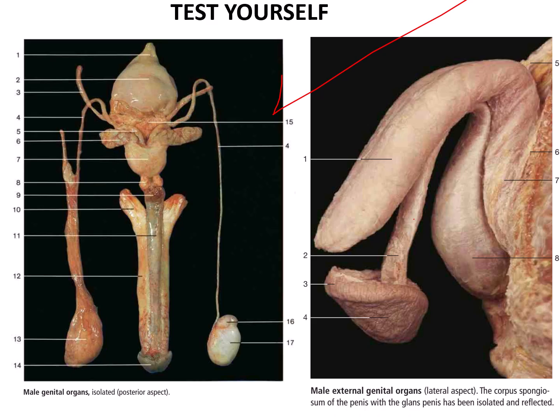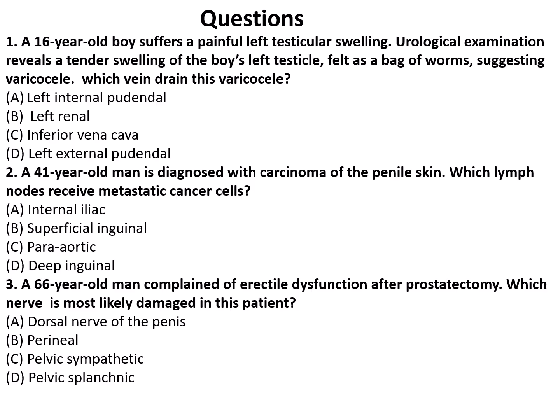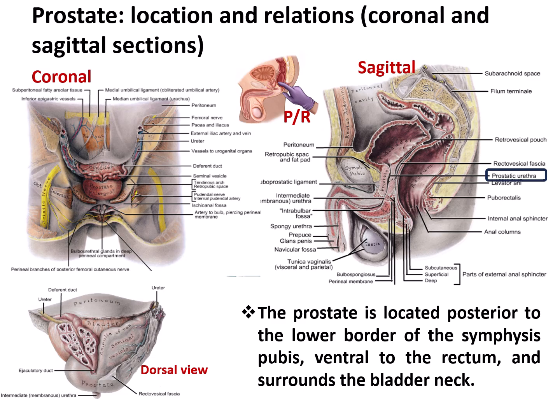For example, here is the corpus spongiosum, which contains the urethra. Here is one of the corpora cavernosa. For example, here is the bulb of the penis. Here is a question you should answer by yourself.